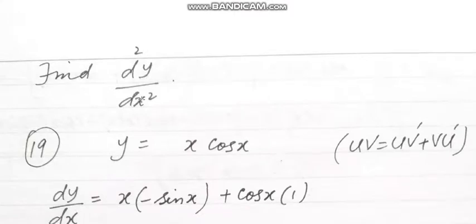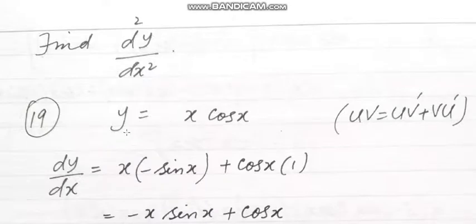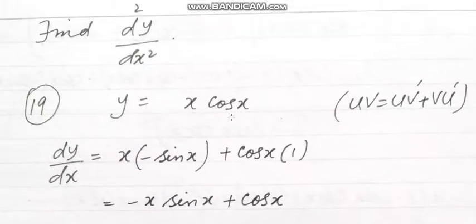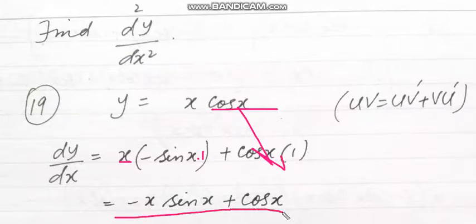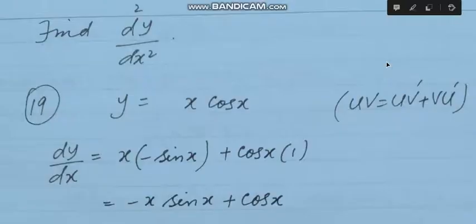Find d²y over dx². It means the second derivative. So for the first derivative, this is again the product of terms, u into v form. So this comes as it is, and the derivative of cos x will be minus sin x, and the derivative of x will be 1. Then cos x as it is, and the derivative of x is 1, and this is our first derivative. Now this one will be the function for finding the second derivative.